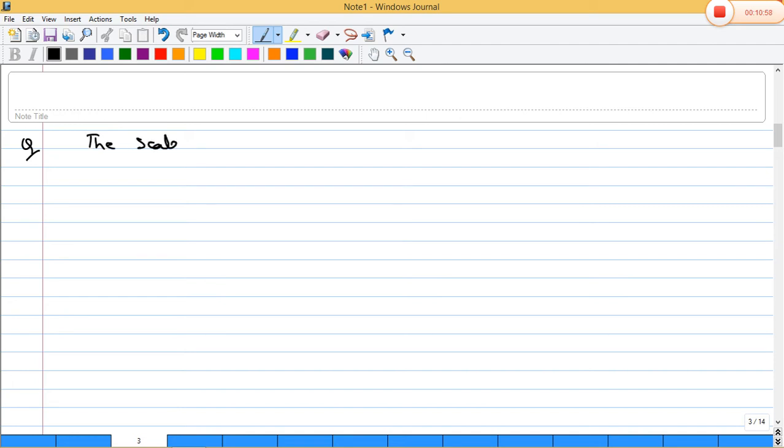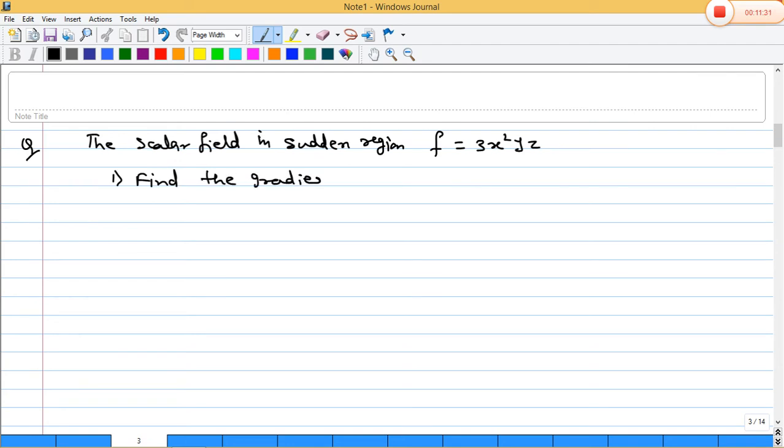The scalar field given in a certain region is f = 3x²yz. This is the scalar quantity, not a vector quantity. Now we have to find the gradient of f.